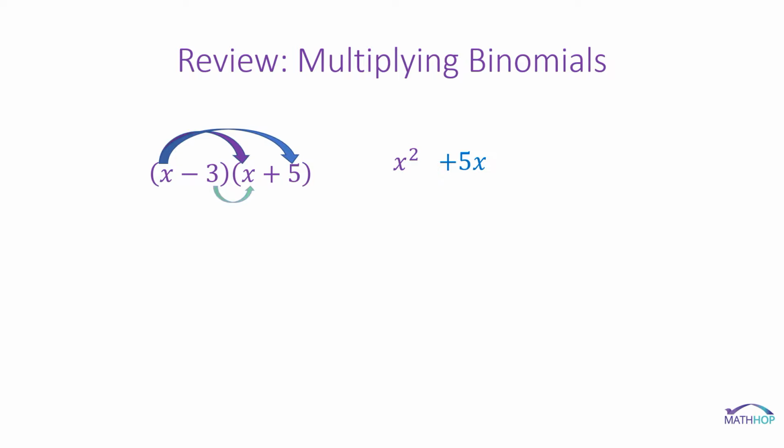Our I is inner, the innermost terms. Do not forget your signs. 5 was positive, so that was easy. But remember, this is negative 3 times x, giving us negative 3x. And now our last terms, again, negative 3 times 5 is negative 15. And we know by now that we cannot leave 5x and negative 3x like this. We have to combine like terms, and that is precisely our next step. When we combine like terms, 5x minus 3x, or 5x plus negative 3x, is 2x. So we get x squared plus 2x minus 15.